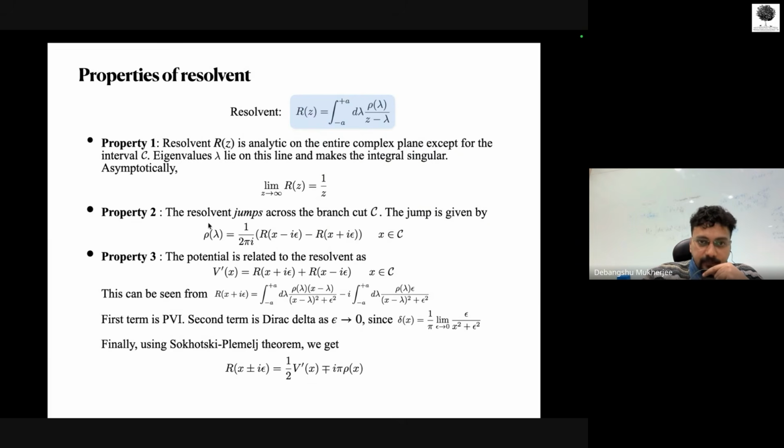The resolvent does something very interesting in the complex plane when it jumps across the branch cut C. So the branch cut C, of course, as we just discussed, is not analytic over this interval. As this resolvent jumps across this branch cut, there is a discontinuity. And this discontinuity is precisely what we are after, this rho of lambda.